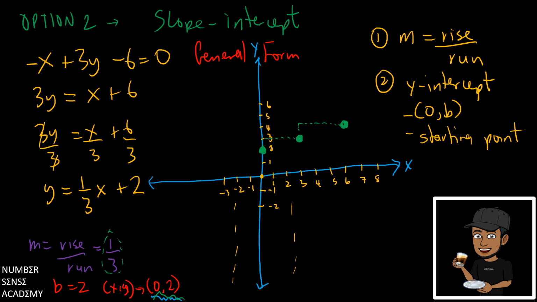So I'm already here. I'm not going to go down 1. I'm just going to go to the left 3. Yeah, down 1 and to the left 3. And now I have another point here. Okay, and now I connect these points.